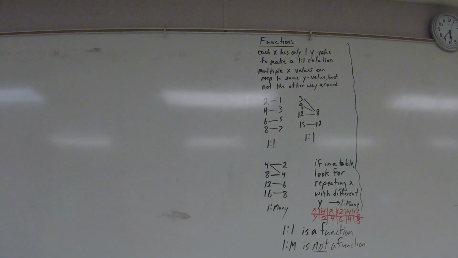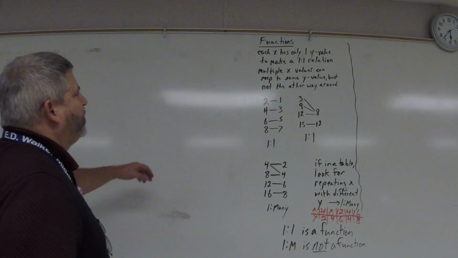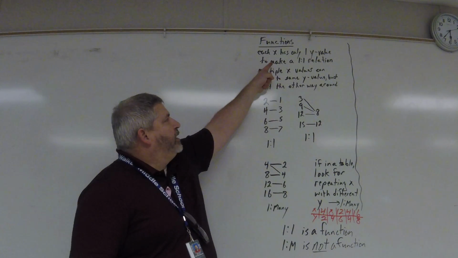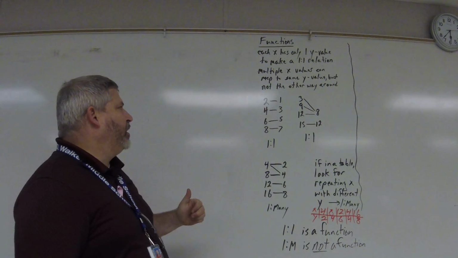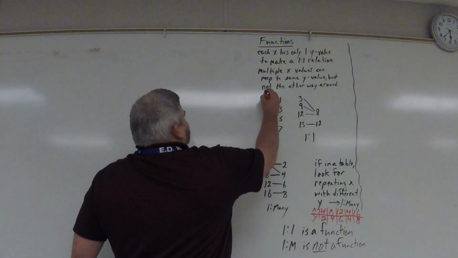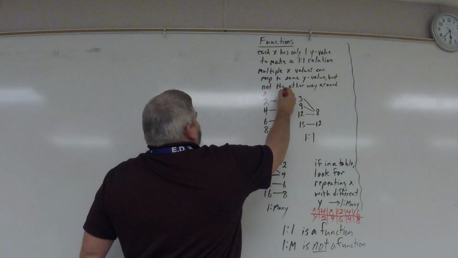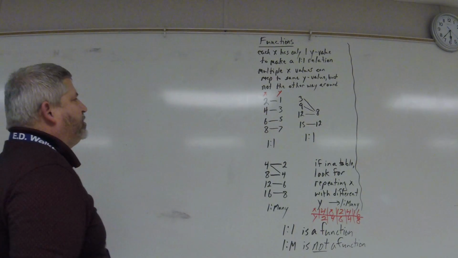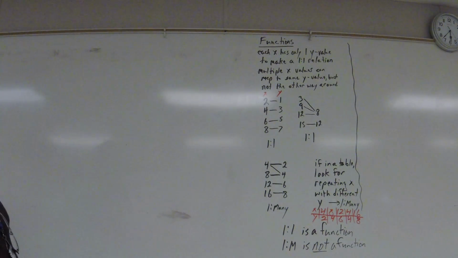So functions have a one-to-one relationship. One input creates one output. Well, let's take a look at it. Each x has only one y value. These are x and those are y. Our x is our input and our y is our output.